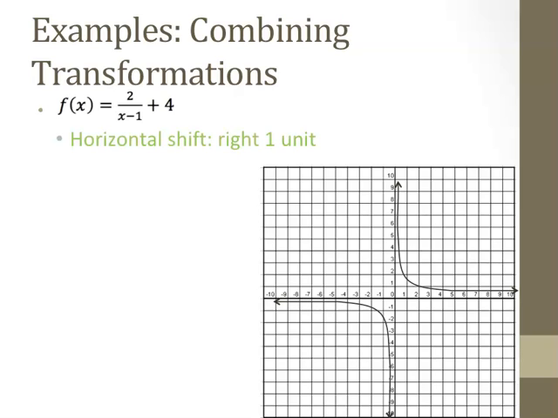So let's go ahead and take our parent function here, and we're going to shift the whole thing to the right by 1. All right, next we have the plus 4 afterwards. It's definitely outside of the function, so this indicates a vertical shift up by 4. So let's take our graph that's now green, that's the one after shifting it horizontally, and we're going to shift it up by 4.